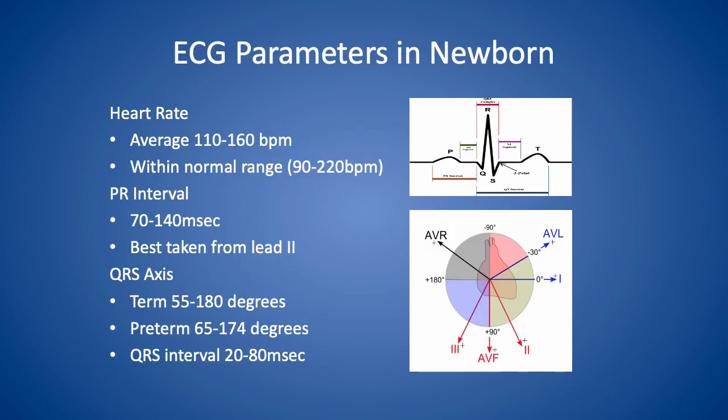So a typical newborn will have a heart rate of an average of 110 to 160, and within normal range can be anywhere from 90 to 220. A typical PR interval is about 70 to 140 milliseconds, and anything greater than 140 would be considered prolonged. It's best taken in lead 2. And your QRS axis typically is under 180 degrees. For preterm, it can be between 65 and 174 degrees. And your QRS interval really shouldn't be greater than 80 milliseconds.